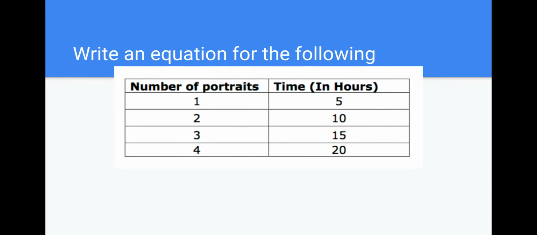All right, so we're going to write an equation for the following. So we are going to look at the constant of proportionality. What is our relationship between 1 and 5, 2 and 10, 3 and 15, and 4 and 20? And yes, there's no tricks here. This one is proportional. So let's write an equation for it.